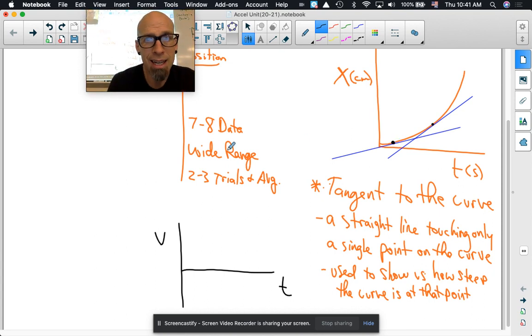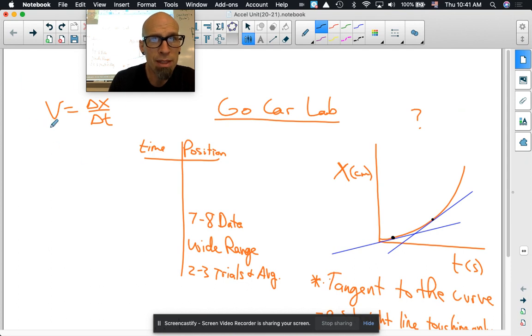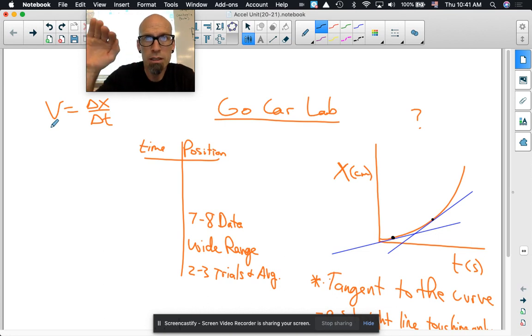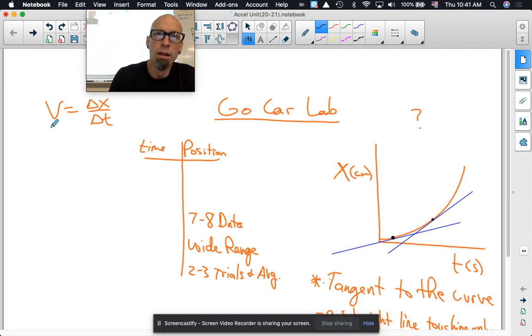It's not constant anymore. See, for the tumble buggy, the delta x over delta t was a constant value. The slope on the position time graph did not change. It was a consistent slope. This is not a consistent slope. It's a curve. Curves don't have constant slopes.